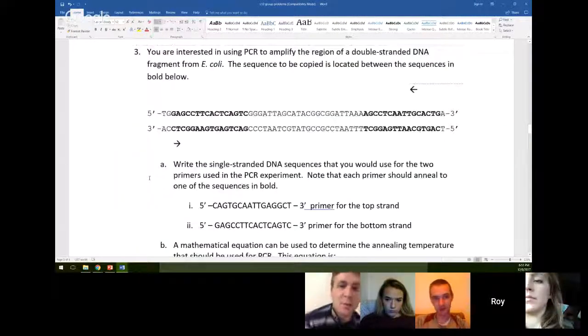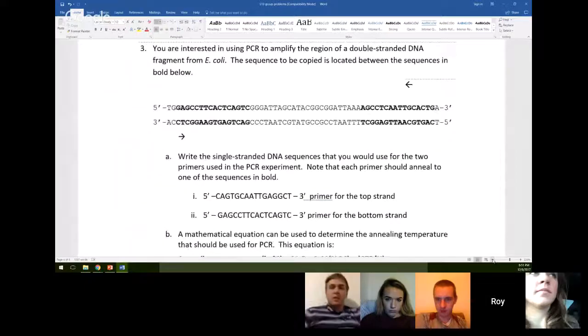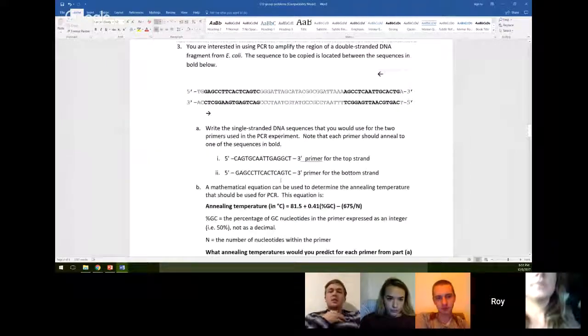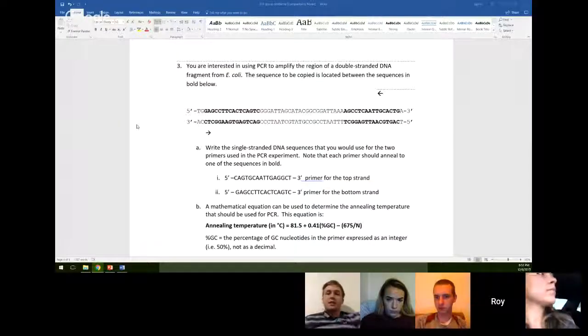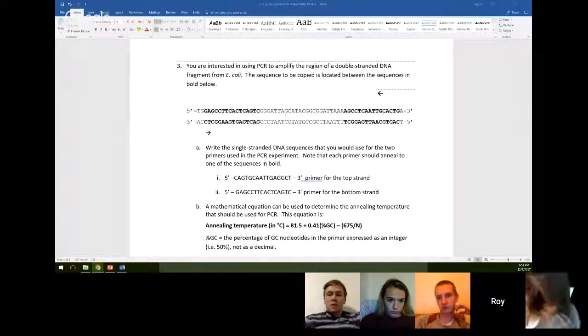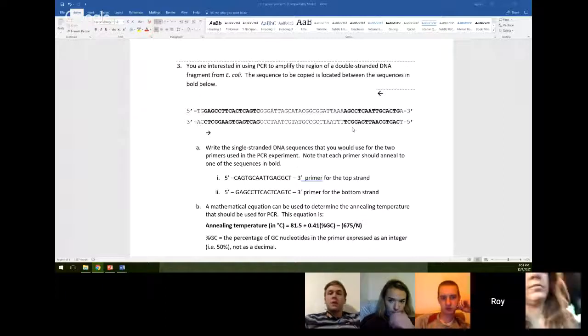All right, so I have number 3. This one is you're interested in PCR to amplify the region of a double-stranded DNA fragment from E. coli. Then it gives you the sequence to be copied. It's just located between the 2 bold sequences. So the first thing is asking us to write the single-stranded DNA sequence that we'd use for primers in the PCR experiment. So we can use, right here we have the 2 bottom ones right here.